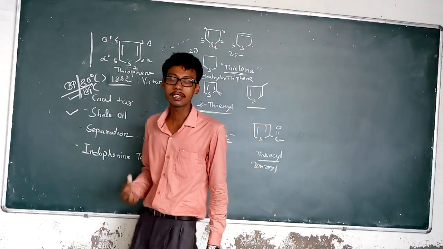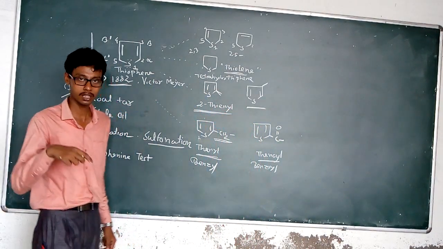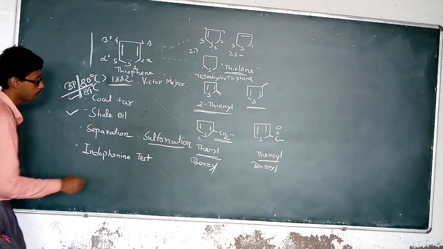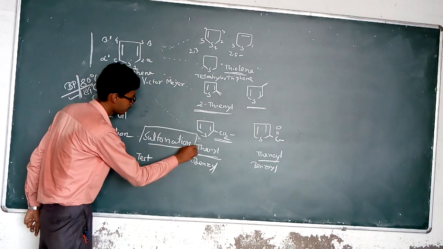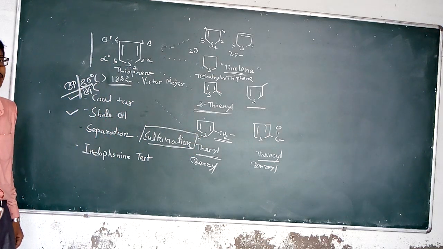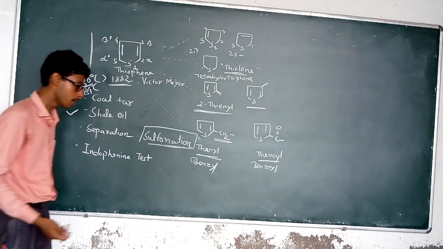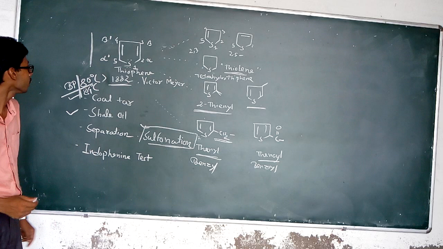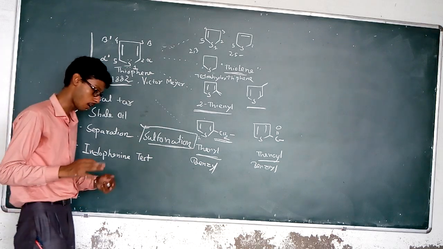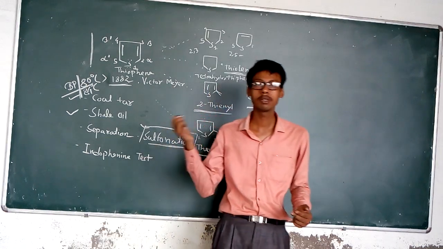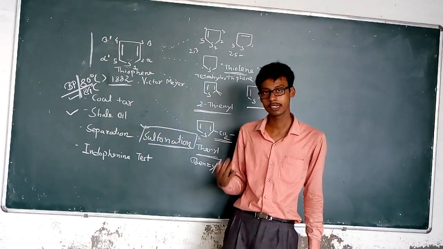So how is it isolated from benzene? The important basis for that is sulfonation. Why? Because thiophene readily reacts in sulfonation compared to benzene. Sulfonation occurs readily on thiophene rather than benzene, because the reactivity of thiophene is greater than that of benzene.